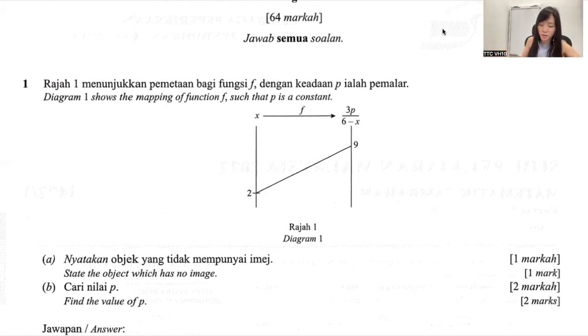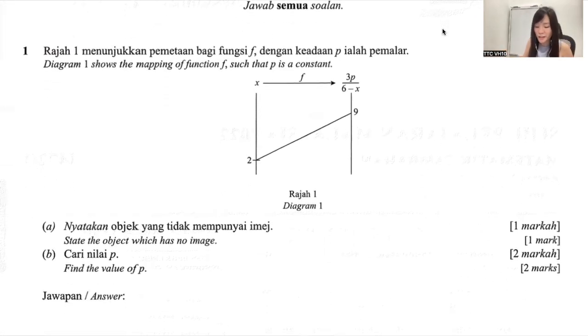So my dear, big question, what do they say? Diagram 1 shows the mapping of function f such that p is a constant. Every single chapter, before you start, you better know which chapter this particular question is going to be. Then only you know what knowledge to use. When you read it, I think you can guess this correctly. This is quite straightforward, from Form 4 Chapter 1, Functions.